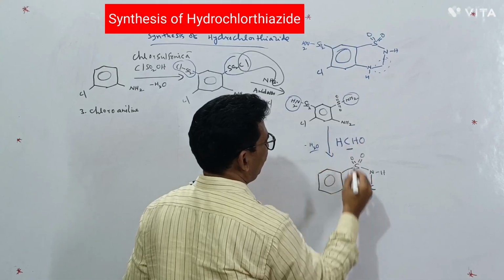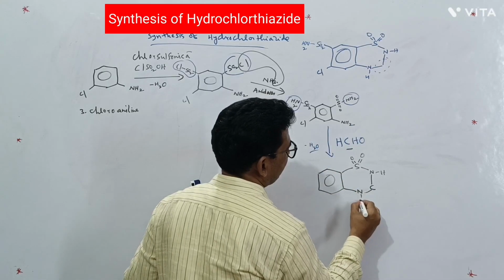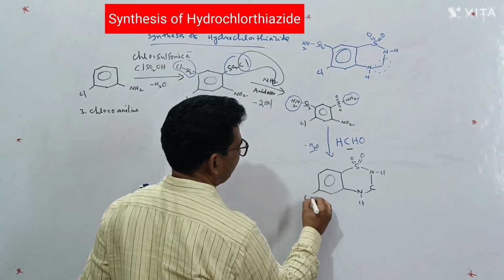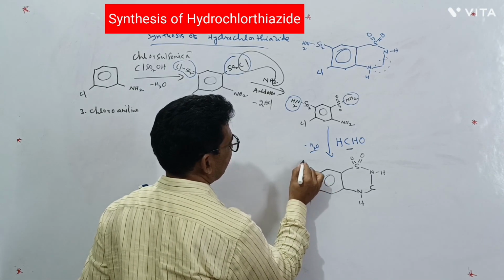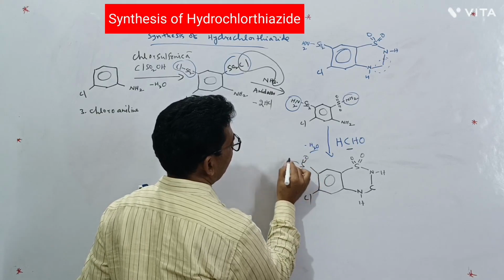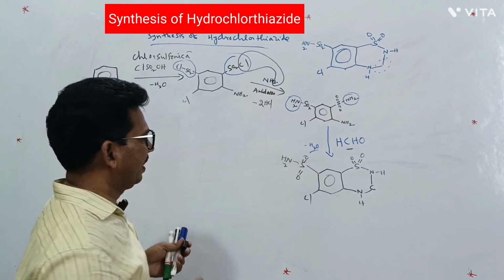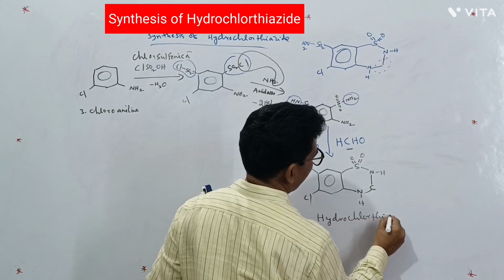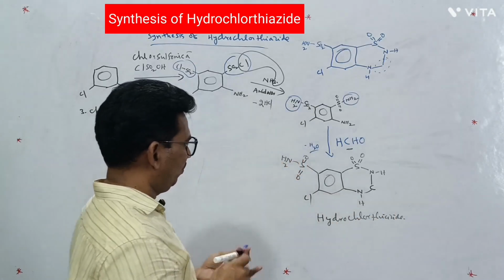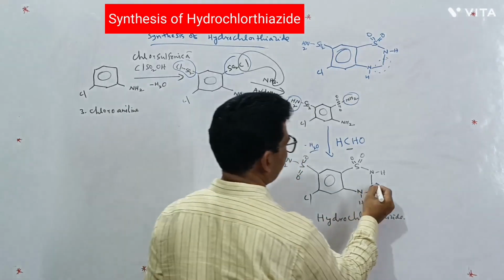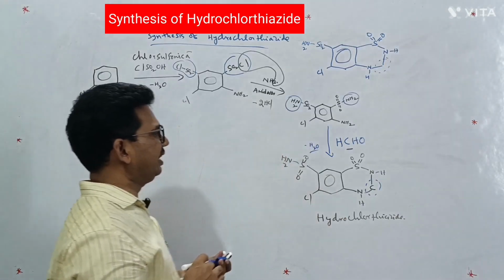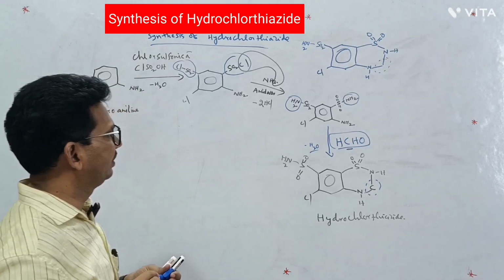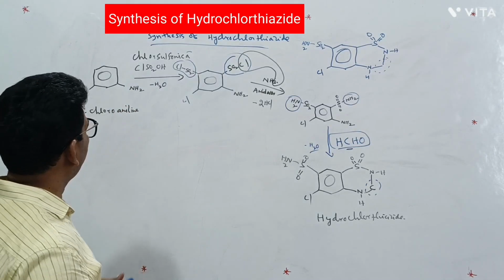Then next what will it have? Amine group one more, it remains in the form of NH. Then here chloro is there, 6th position. 7th position what we are having? Sulfonamyl group we are having. Okay, this is called what? Hydrochlorothiazide. What new thing we got in this structure? It is cyclized. Introduces the carbon with the help of what? Formaldehyde. Okay, just remember that, don't be confused.